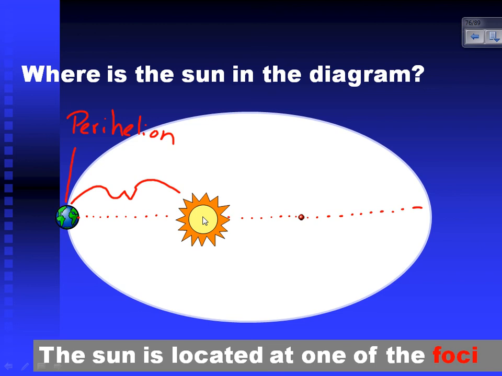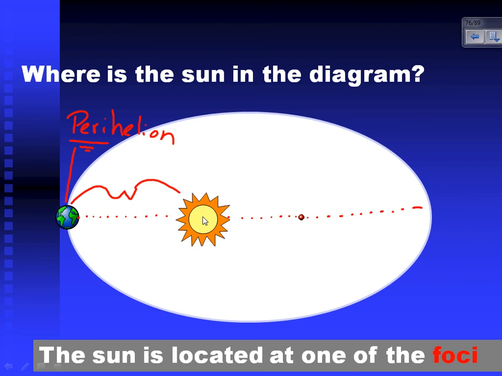All right, well, helion, that's referring to the helium gas in the Sun. Peri means that we're very close, right? Think of a periscope. It makes objects appear closer to us when we use it in a submarine, right? So in our perihelion position, the Earth is closest to the Sun.